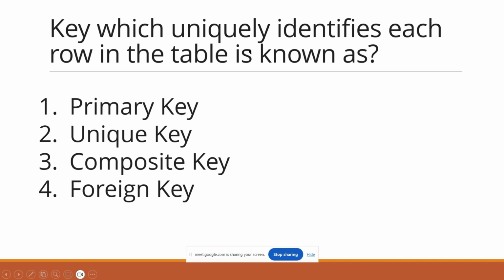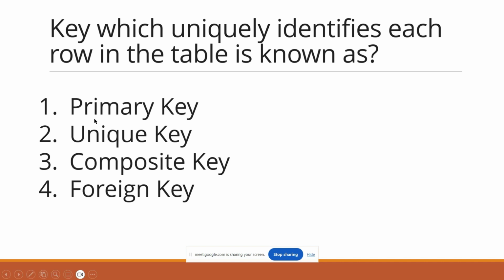Now, the key which uniquely identifies each row in a table is known as, which should be the option in these four? Can you guess it? Otherwise I will tell you what it is. Key which uniquely identifies each row in a table. Which key uniquely identifies a row in a table? This is a primary key.